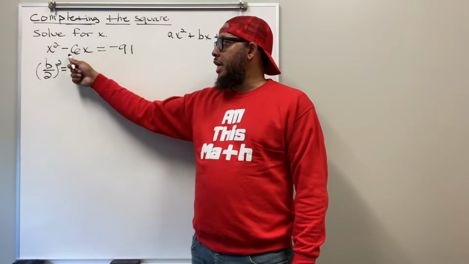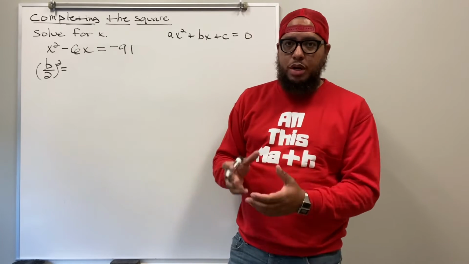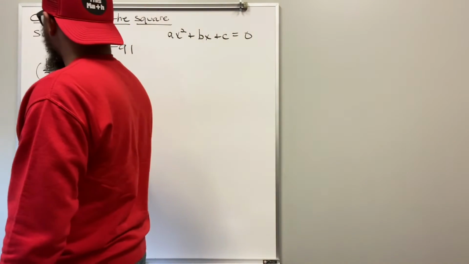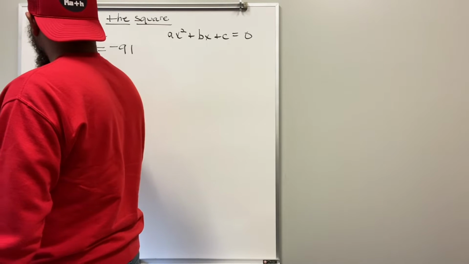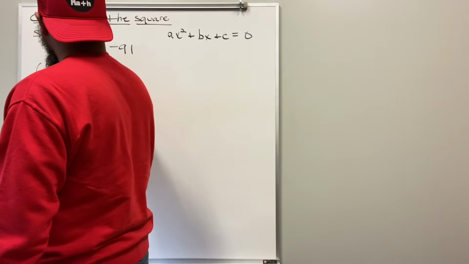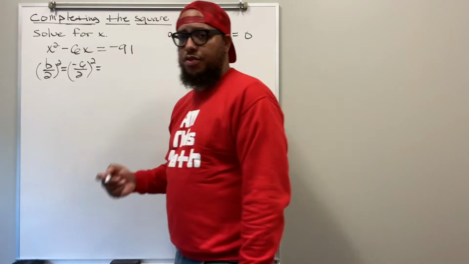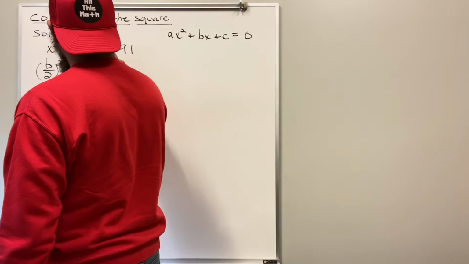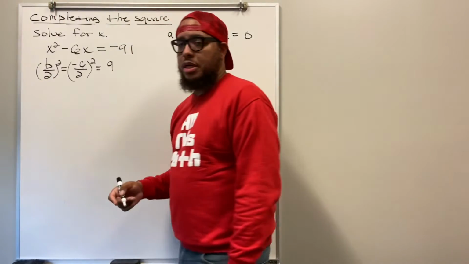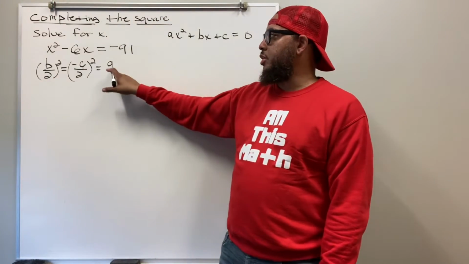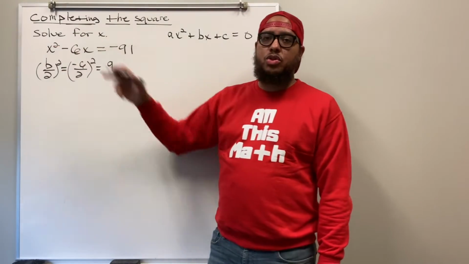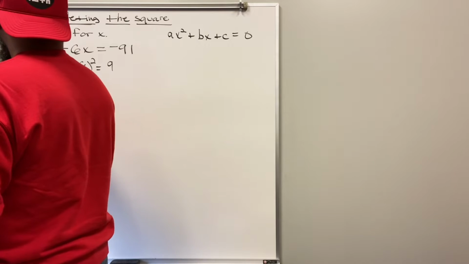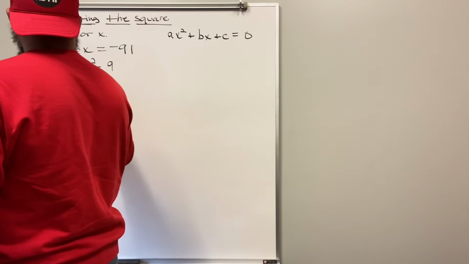So my b is negative 6, not positive 6. It's the actual number. The actual number is negative 6. So I'm going to replace b with negative 6, and then I'm going to do the math. So negative 6 over 2 squared. Negative 6 over 2 is negative 3. Negative 3 squared is equal to positive 9, because a negative times a negative is a positive. So this number is going to complete my perfect square trinomial. That's what 9 does.